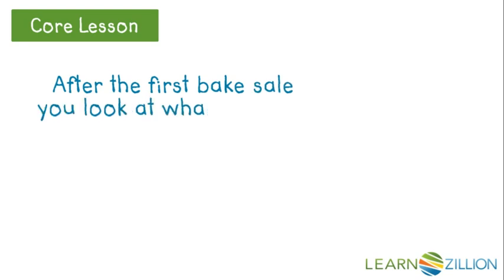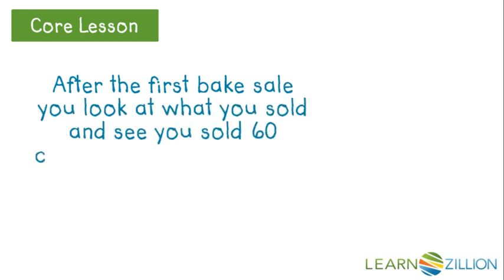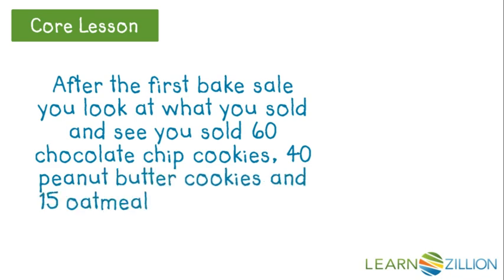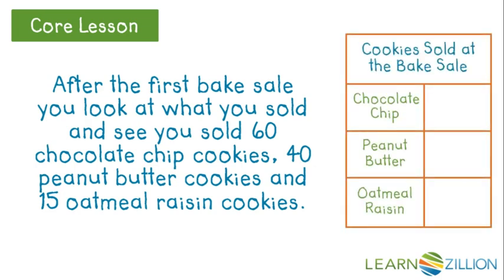After the first bake sale, you look at what you sold, and you see that you sold 60 chocolate chip cookies, 40 peanut butter cookies, and 15 oatmeal raisin cookies. We can display this information on a table. 60 chocolate chip cookies, 40 peanut butter cookies, 15 oatmeal raisin cookies. While we can put it on a table, I think it would be easier to understand if it was on a picture graph.